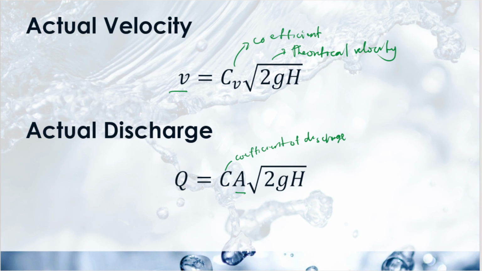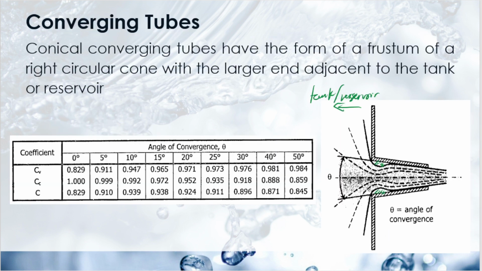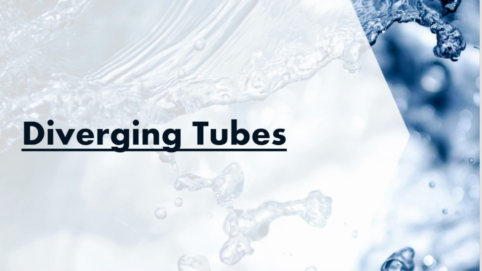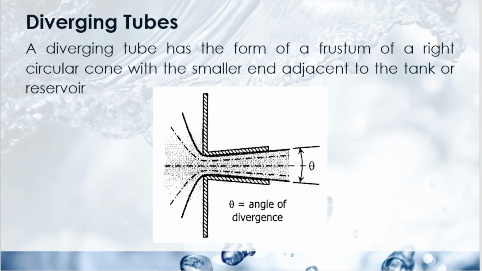So going back to what I'm saying, if there are converging tubes, there are also diverging tubes. Actually, diverging tubes are similar to converging tubes, except the other way around. The angle is on the side of the release part, meaning where the flow exits the tank or reservoir. That's why it's called angle of divergence.